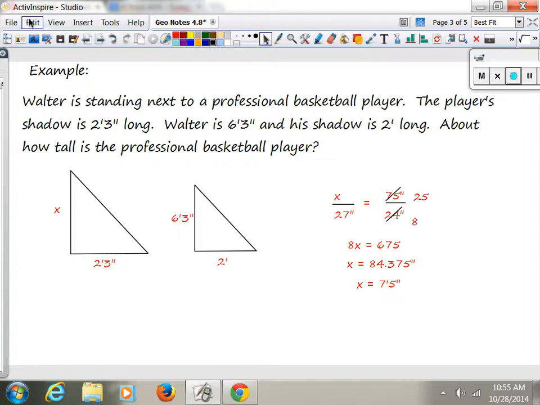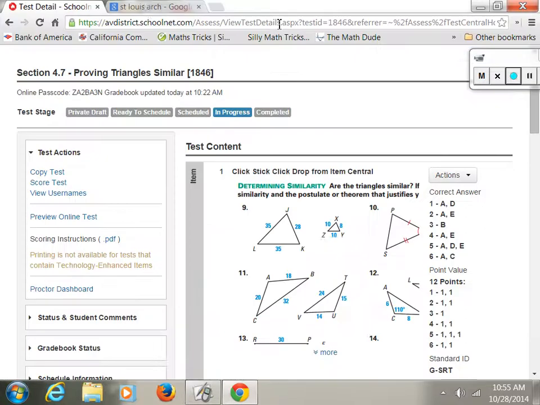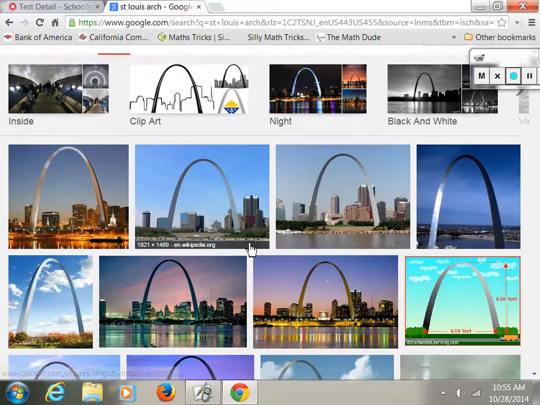So, last one. Have you ever heard of the St. Louis Arch? Yeah. Have you ever seen a picture of the St. Louis Arch? Or ever gone to the St. Louis Arch? Okay, let me show you a picture of it then, because it's pretty cool. The St. Louis Arch looks like this.